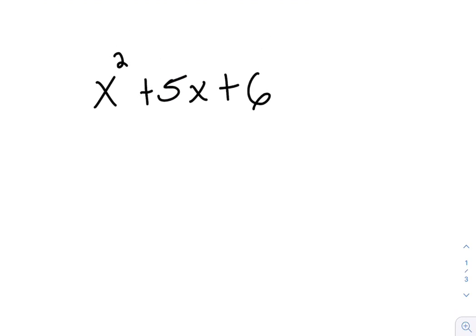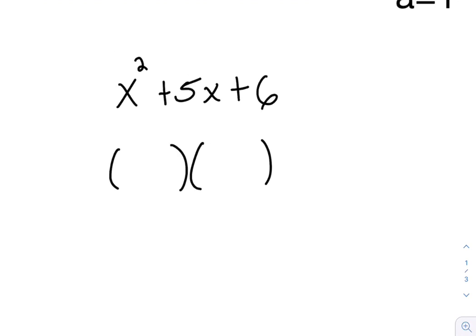Here again, these are a equals 1, so that means that there's a 1 in front of the x squared, or we don't really see it because we don't write the 1, so it looks like there's nothing, but there's a 1 there. Alright, what we want to do is factor this into two binomials. So what I like to do is just set up those parentheses. I know that's going to be what I end up with, so let me get that there.